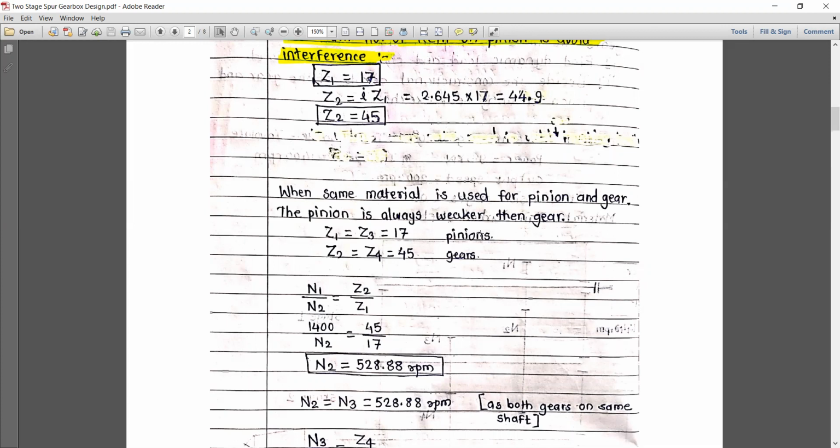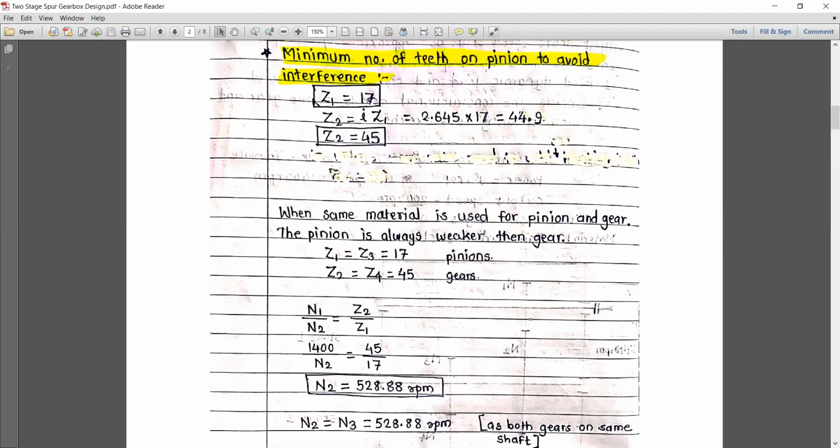We know the value of n1, z2, z1. Now we are able to calculate the value of n2. Now putting all the values, we get n2 is equal to 528.88 rpm. So n2 is connected with n3.